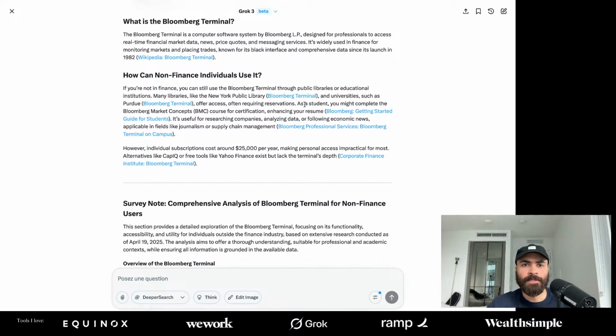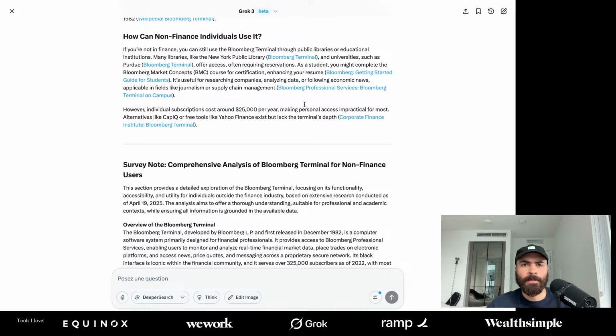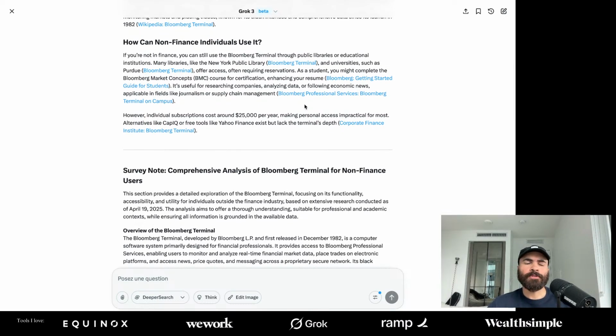Okay. How can non-finance individuals use it? Still use Bloomberg Terminal through public libraries. Oh, so it mistook my question for where can I access it. I was looking more into how can I leverage this tool if I come from a non-financial background?